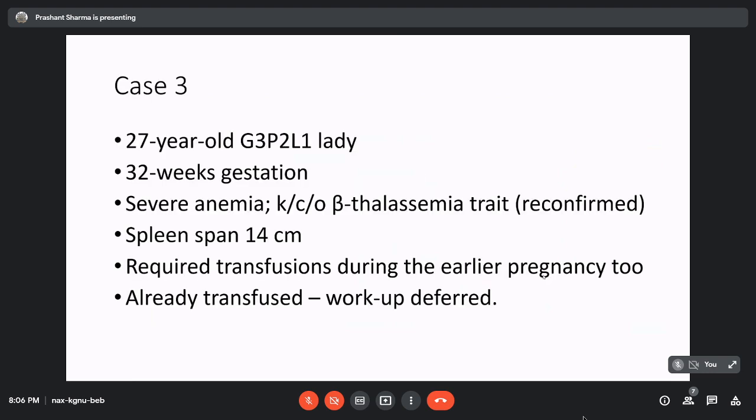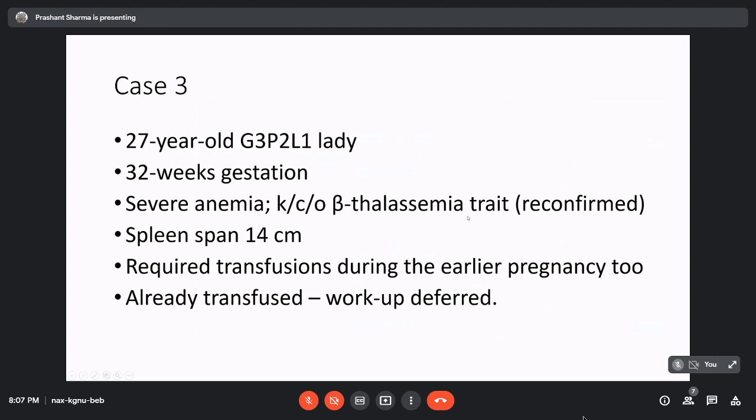Okay, so moving on to case four. Now, this is a 27-year-old lady. She's a gravida 3 and she's already got one child. And she's come at 32 weeks of pregnancy because she's developed severe anemia. She had her HPLC done earlier and she's a known case of beta thalassemia trait. And at this presentation too, an HPLC was repeated and the beta thalassemia trait was reconfirmed.